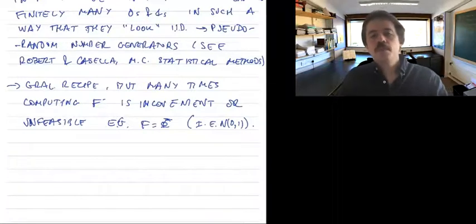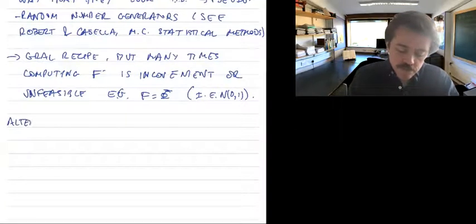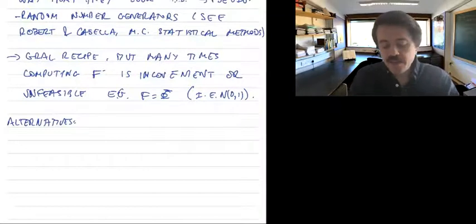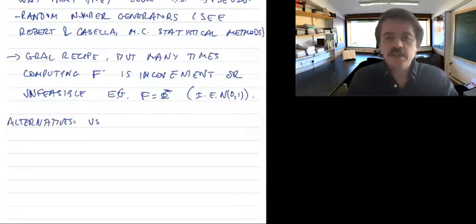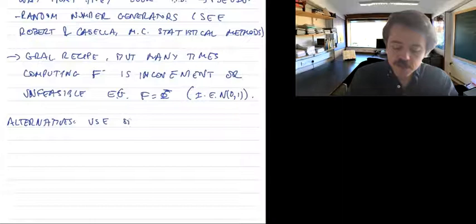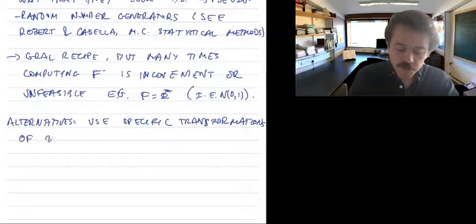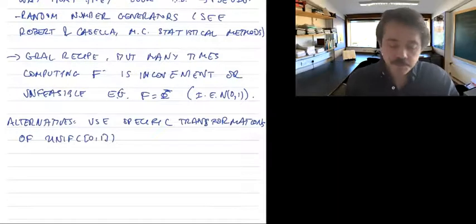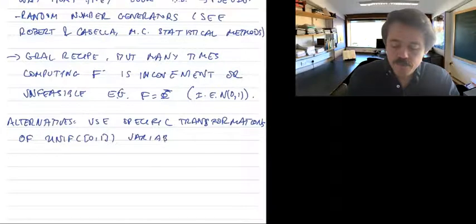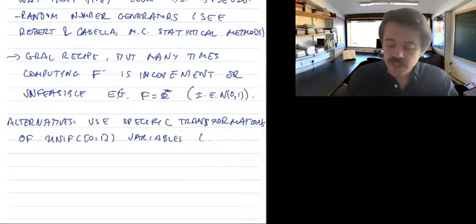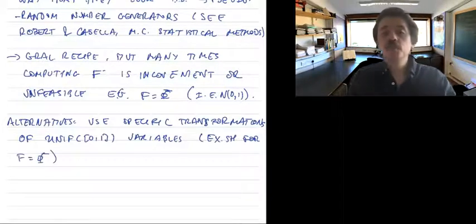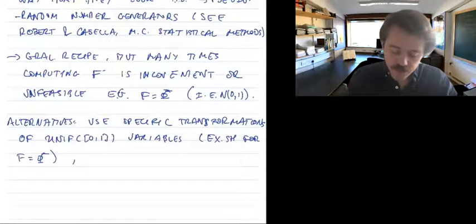Okay, so we have some alternatives here. We can either use, or I guess exploit, some specific structure. So use specific transformations of uniform distributions, random variables. Okay, so see example sheet for this standard normal case, or we can find other recipes.